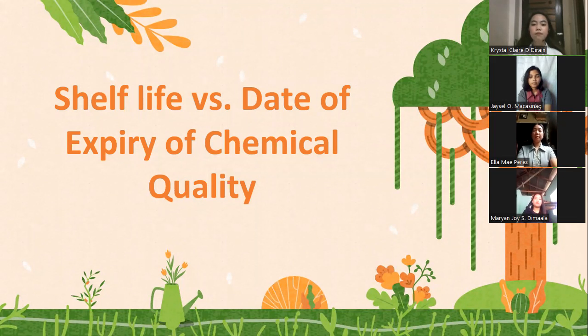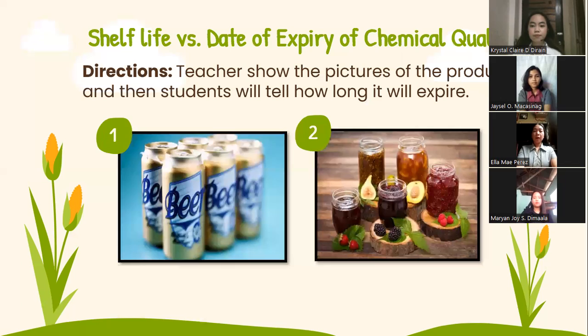Okay, the next topic is all about shelf life versus date of expiry of chemical quality. Next slide, please. The first activity: teachers show pictures of products, and students will tell how long it will take to expire. Dito ibibigay ko yung mga pictures, then sasabihin nyo kung kailan nga ba nag-expire ang mga products na ito.